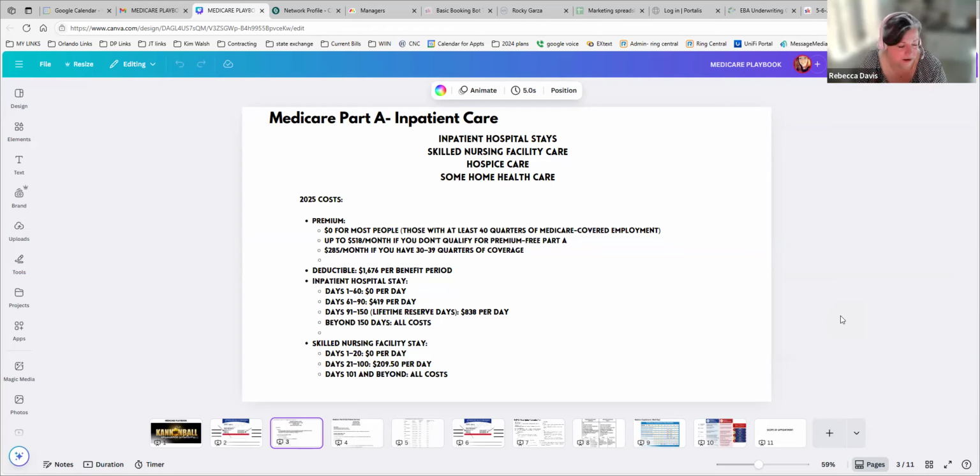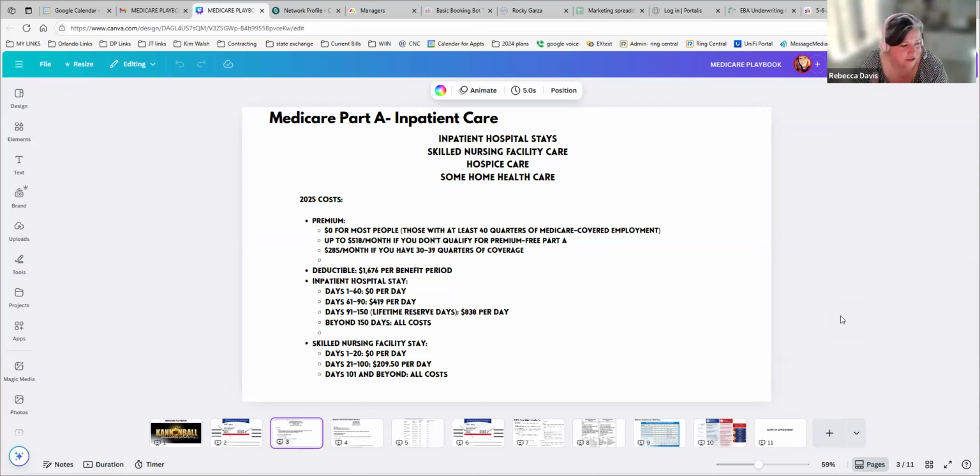Now, we are going to do more on Social Security and those qualifications on another call, so we will dig into that more. But for the basics, if you've worked 40 quarters or your spouse has worked 40 quarters, then you have a $0 premium for Part A. And if you have no eligibility that way, you can buy it.